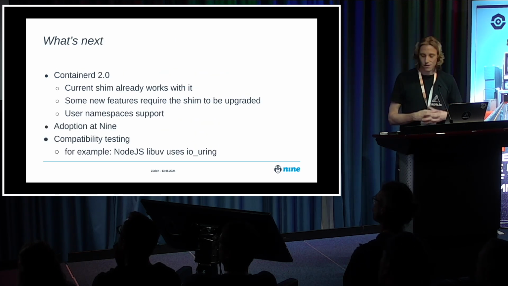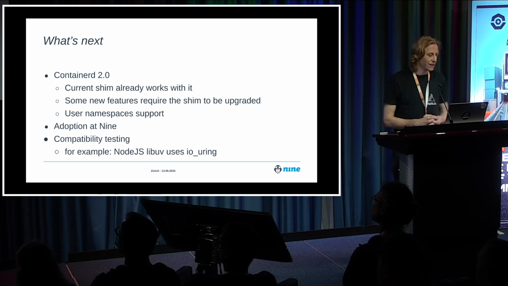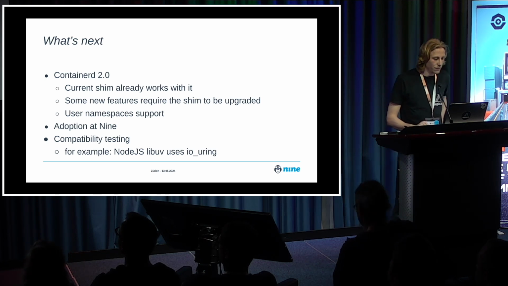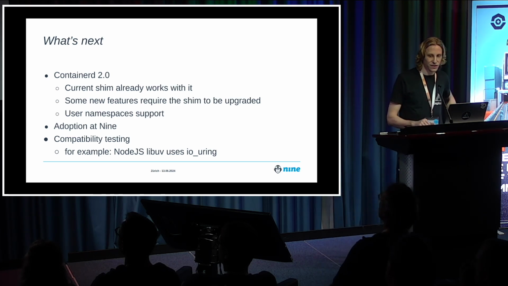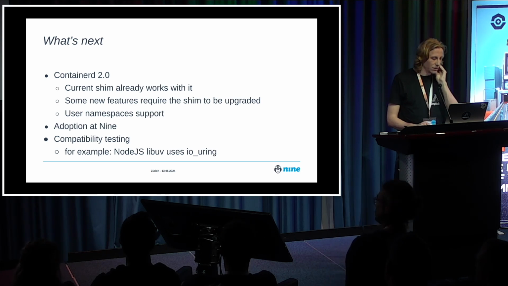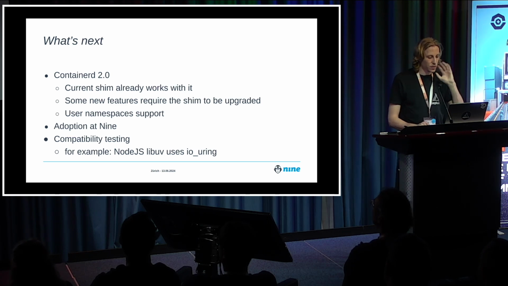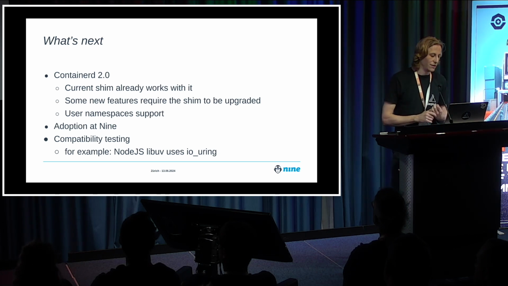So what's next with this? There's a big release coming up for Containerd. I think they have a release candidate 2. Yeah, release candidate 2 was released right now. I already tested it. It works fine. But there are some new features that might be required. For example, there's user namespaces support that will come with Containerd 2.0. And to make that work, I actually need some changes in my shim to adapt to the new Containerd version.